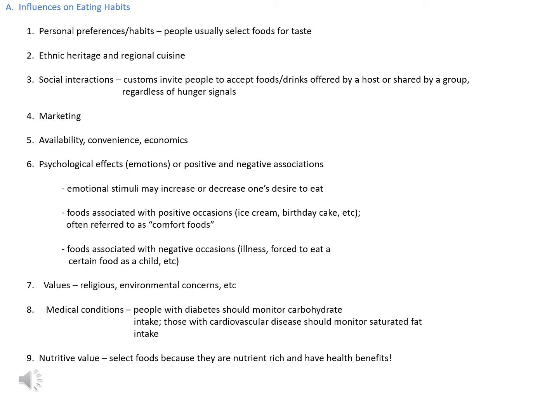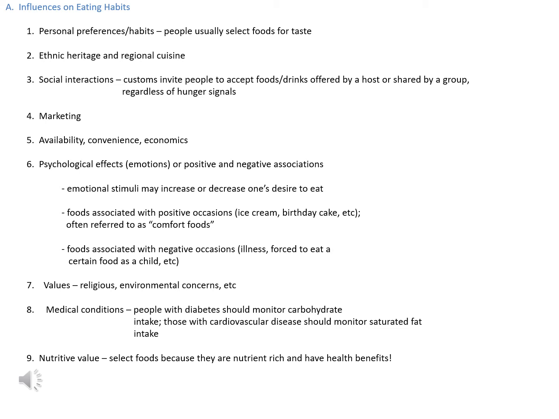Then as far as positive associations, what can happen is we choose foods that remind us of some happy event. Often we refer to them as comfort foods, things like ice cream or birthday cake, that take us back to a time maybe when we were a child at a birthday party, and it causes us to feel happy. So when we see those foods, they make us happy and we choose to consume them.